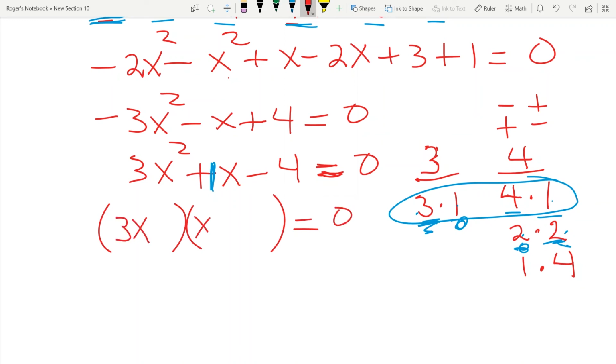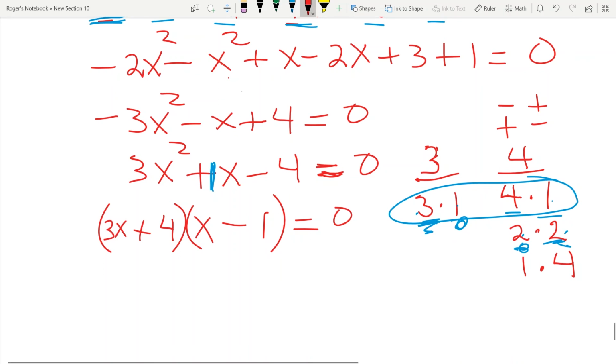3x and x, okay? And then 4 and 1 in that order. 4 and 1. And let's think about the signs now. The center term is positive, so what's bigger? 4x or 3x? The bigger one is obviously 4x. So the bigger one should be the positive one. So this is going to be positive and this will be negative. Okay. Now, we're ready to solve.